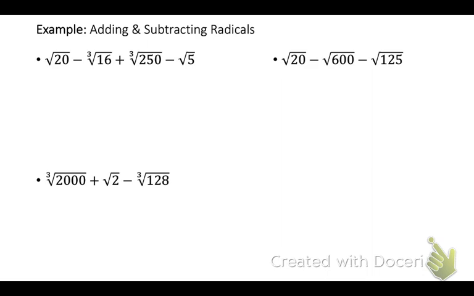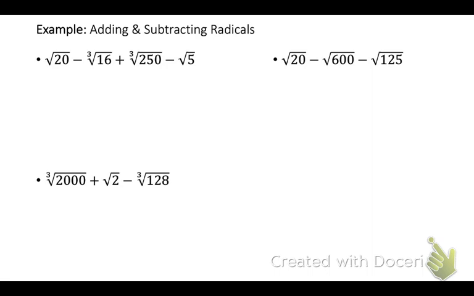So I have the square root of 20 minus the cube root of 16 plus the cube root of 250 minus the square root of 5. If I'm looking at these, the square root of 20 and the square root of 5 are about the only two I can combine, because I have the cube root and the square root. For the square root of 20, we're looking for sets of 2. How does that break down?